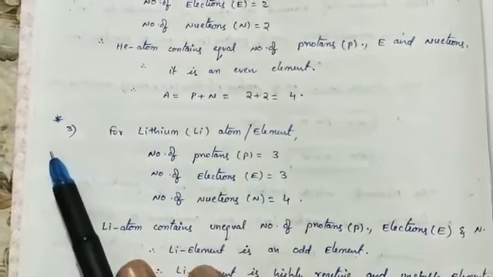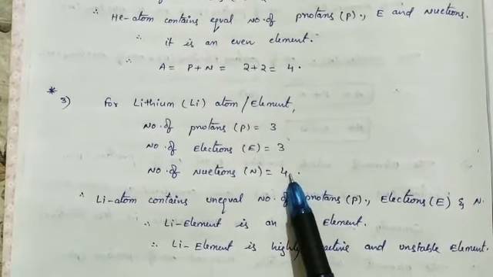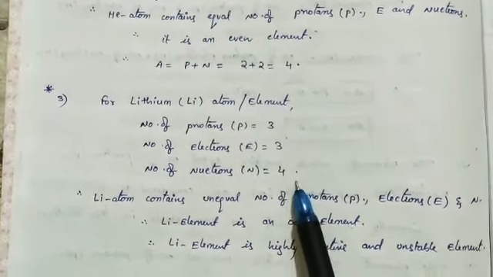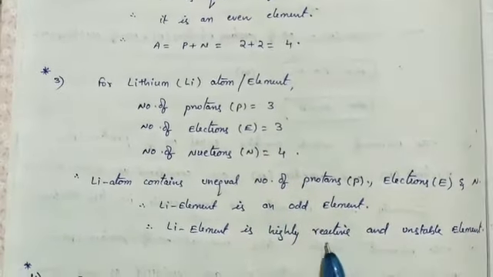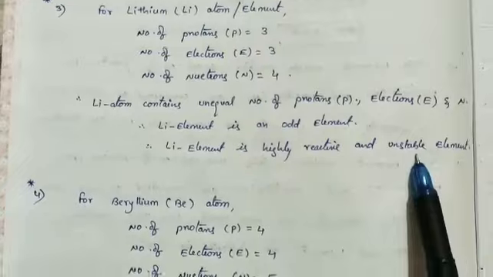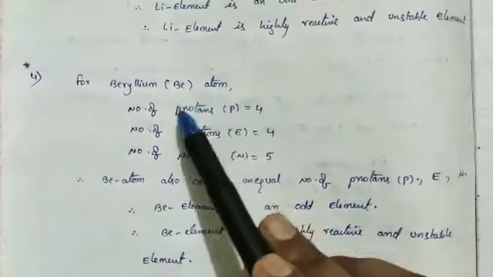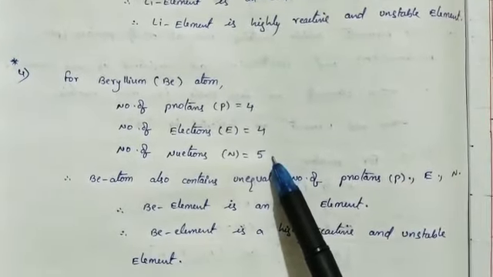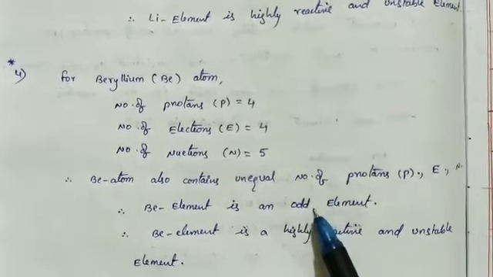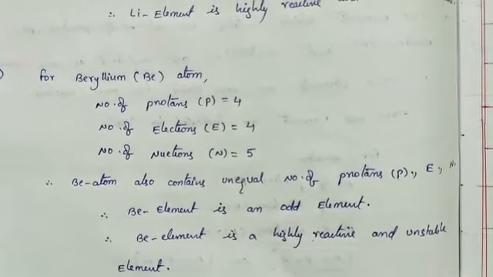But for lithium, the protons, electrons and neutrons are unequal. Protons are 3, electrons are 3, neutrons are 4. That means it is an odd element, so it is highly reactive and unstable in nature. Now let us see one more odd element, beryllium, which contains 4 protons, 4 electrons, 5 neutrons, an unequal number. It is an odd element. Therefore it is highly reactive and unstable in nature.